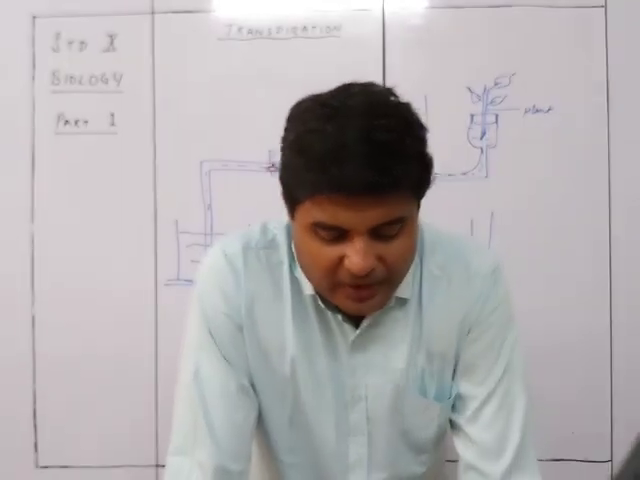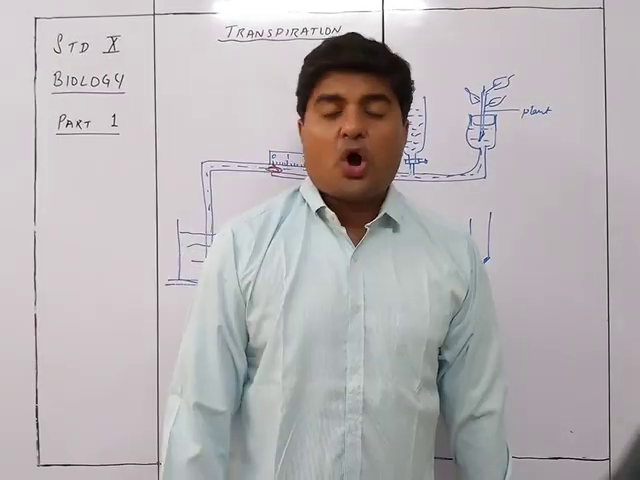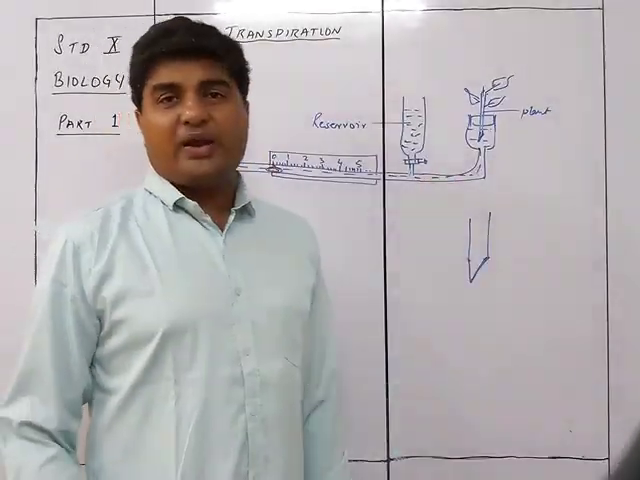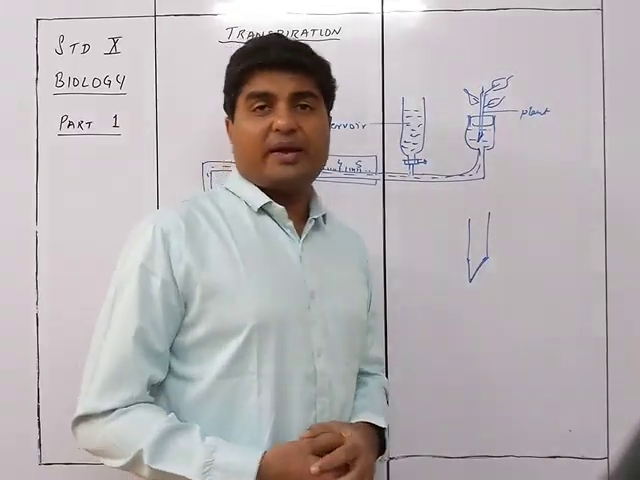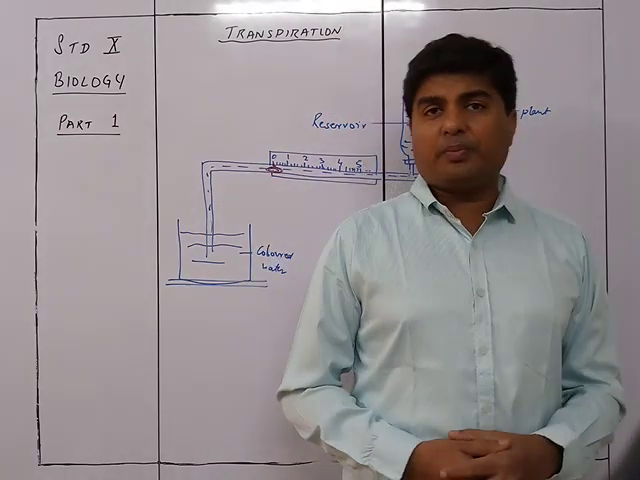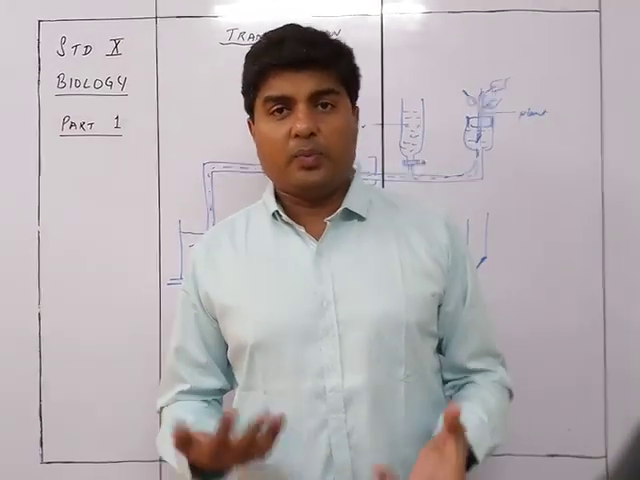Secondly, the twig may not remain fully alive for a long time. So this experiment has to be done very fast. Otherwise, the twig itself, because it doesn't have any roots, may die. So the twig may die and the experiment will fail.